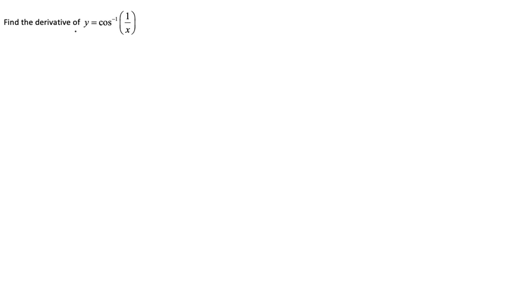Find the derivative of y equals cosine inverse of 1 over x. All right, so of course we see here that this is the inverse cosine function, right? So there is a formula for this.